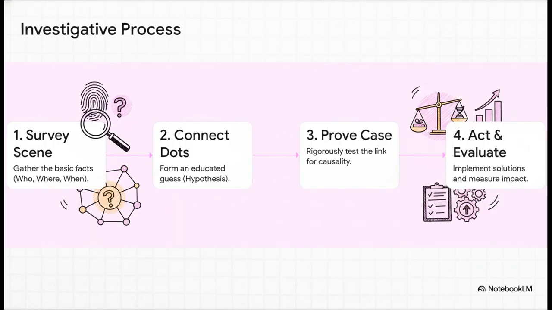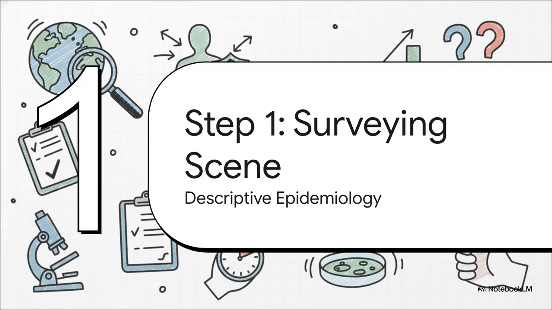Okay, so let's get into it. Every good investigation follows a process, and this one has 4 main stages. First, you survey the scene. Then you connect the dots. After that, you have to prove your case. And finally, you take action and see if it worked. It's a really logical flow. So first up, step 1, surveying the scene.